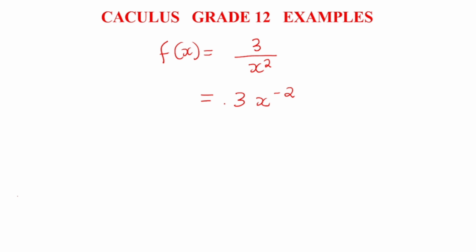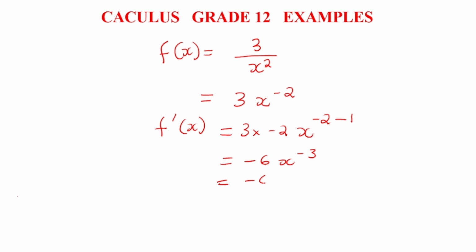Now let's have a look at this one. By definition, f prime of x means the derivative of this. We drop the exponent: the 3 is here, and we drop the exponent minus 2. Then x becomes x to the power of minus 2 minus 1. When we simplify, this is going to be minus 6 times x to the minus 3. Therefore, if you like, you can simplify this further and say minus 6 over x to the power of 3. And that's how you would deal with this example, ladies and gentlemen.